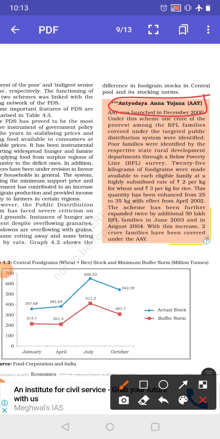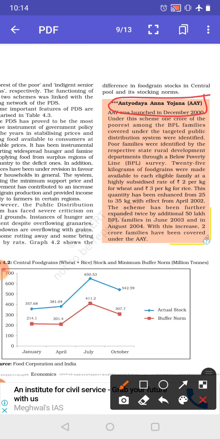So Antyodaya Anna Yojana, when was it launched? It was launched in December 2000, and under this scheme around 1 crore of the poorest families who belong to the below poverty line category were targeted and identified. Now how were they identified? A below poverty line survey was conducted by the respective state rural development departments, and based on the data of these surveys, these 1 crore families were identified.